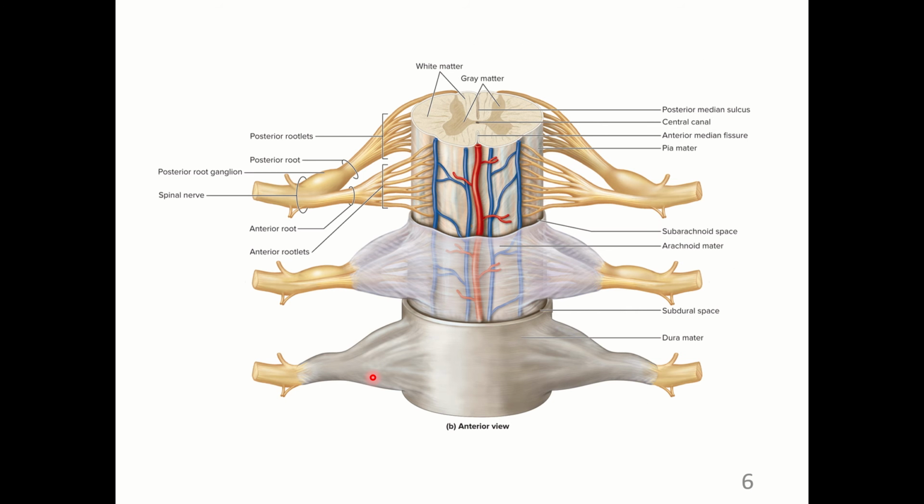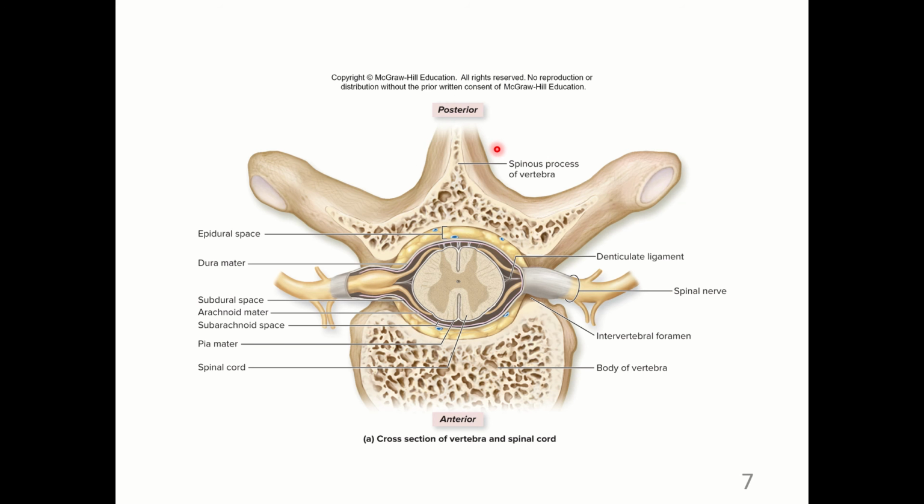This illustration shows the 3 layers of the meninges. The dura mater is the external layer, the arachnoid mater is the middle web-like layer, and the pia mater is the innermost meninges that will directly contact the spinal cord. This illustration shows the epidural space between the dura mater and the vertebra, and then the thin subdural space between the dura mater and the arachnoid mater. The subarachnoid space is rather large and is filled with cerebrospinal fluid.